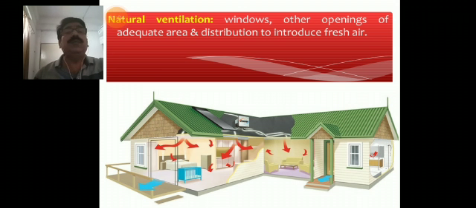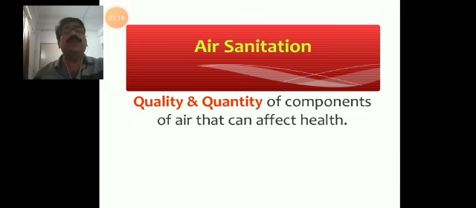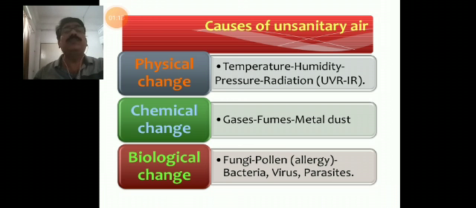Now let us see why fresh air is so important, because unless we breathe fresh air, it is going to be a problem for our health. So the quality and the components should be good. Unsanitary air, especially the chemical changes, the gases, the fumes, and the metals emitted from the factories and the vehicles, are going to be the biggest problem. Moreover, the fungi, bacteria, the new virus that we are talking about today, which is causing a pandemic, and the parasites all cause problems in human beings.